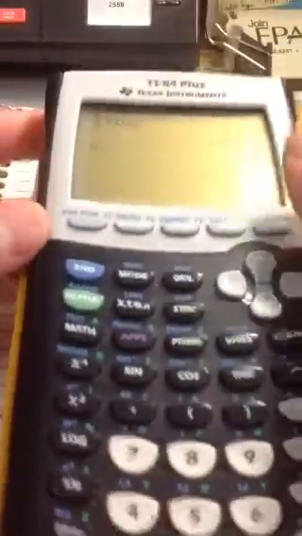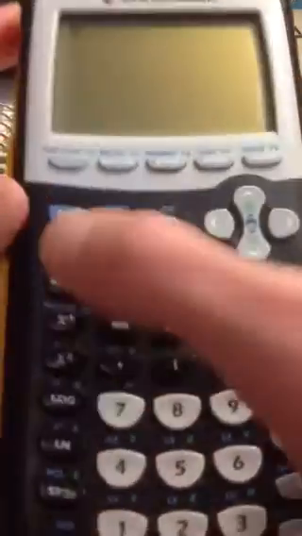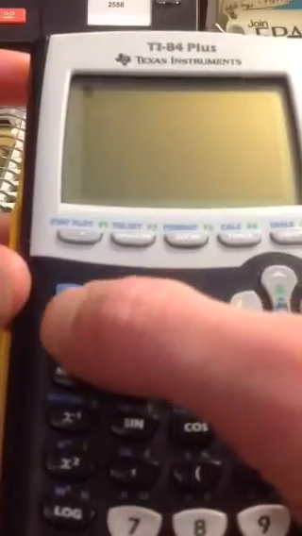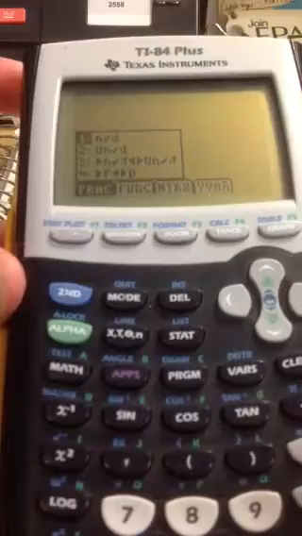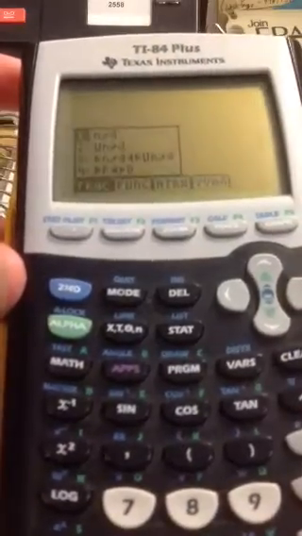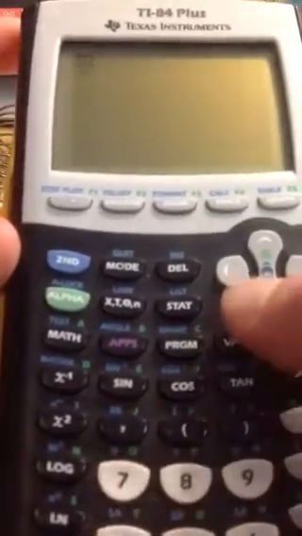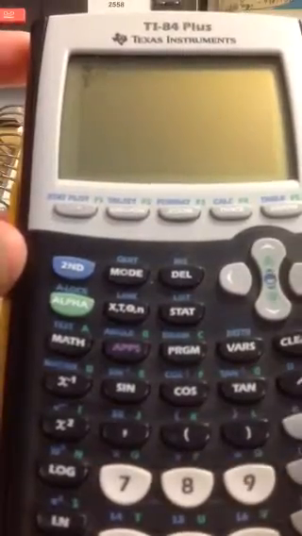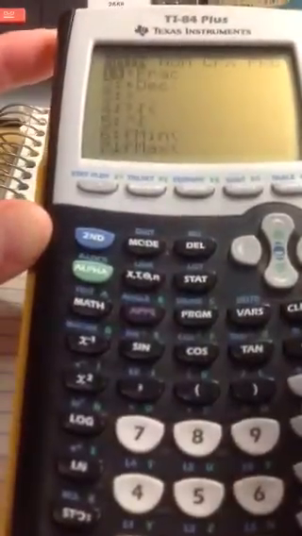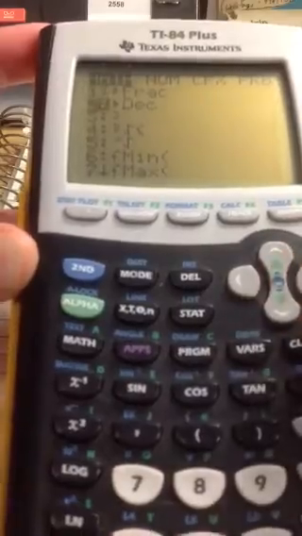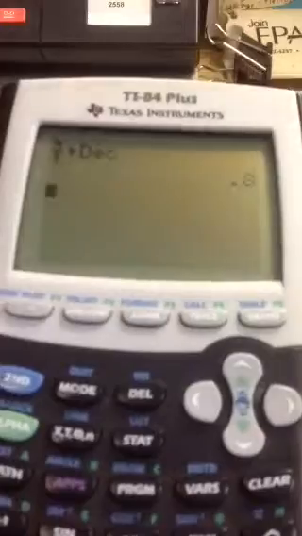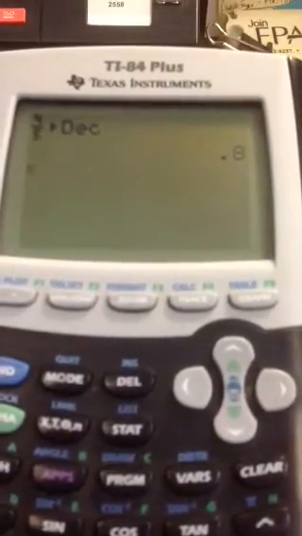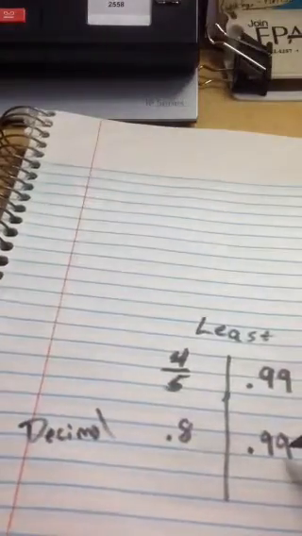Alright, so one more time, let's run through that together. First off, I need to enter a fraction, alpha, stat plot. Number 1 is the one we want, 4/5. So I'm going to hit enter. Scroll over, hit math, then go down to number 2 and hit enter twice. Enter, enter. It gives us 4/5, converting to a decimal is equal to 0.8. Alright, so 4/5 is 0.8.